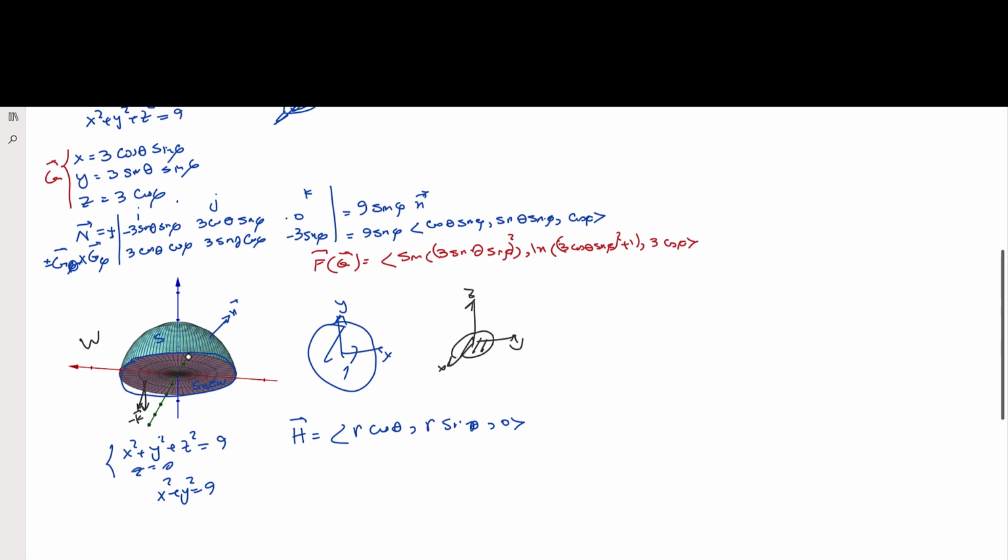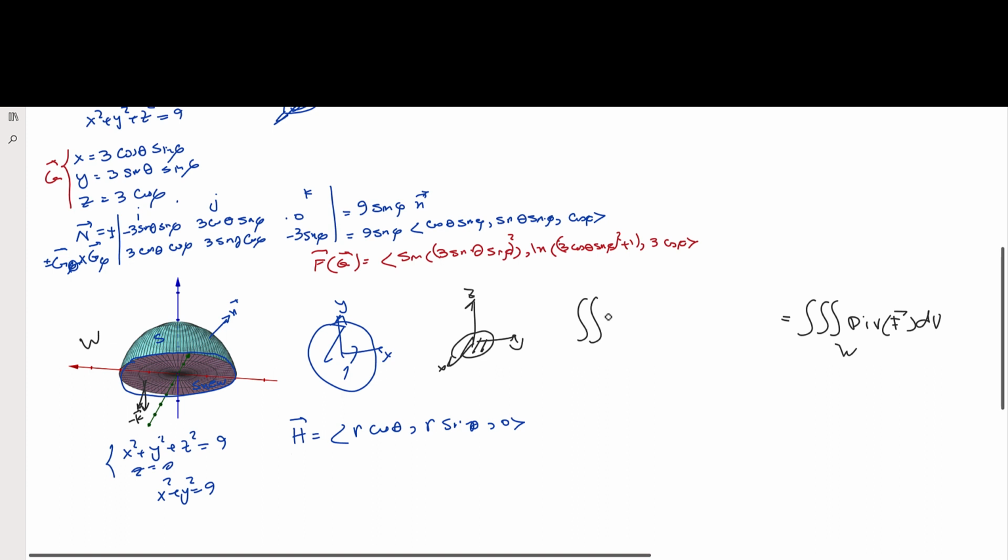Let's say there's a volume W. The divergence theorem says that the triple integral of the divergence of f on that W is going to be equal to the surface integral of f on S plus the surface integral on S nu of f. Okay, these two are still surface integrals.